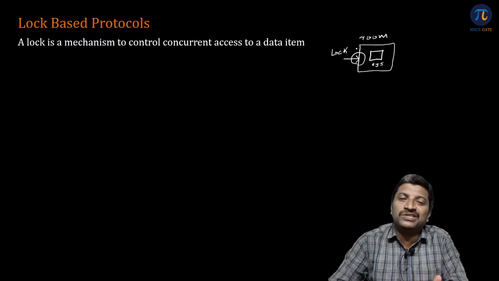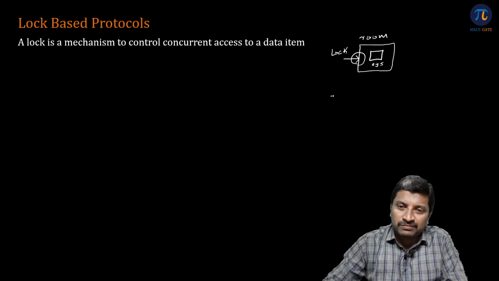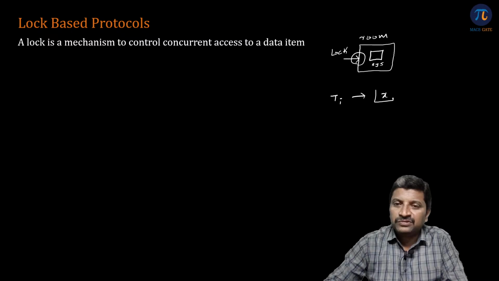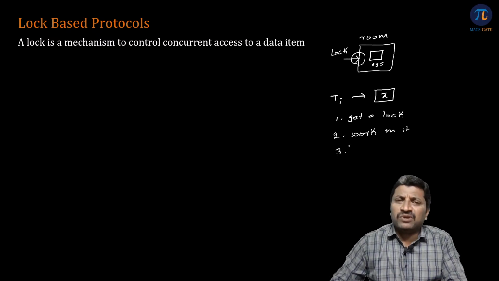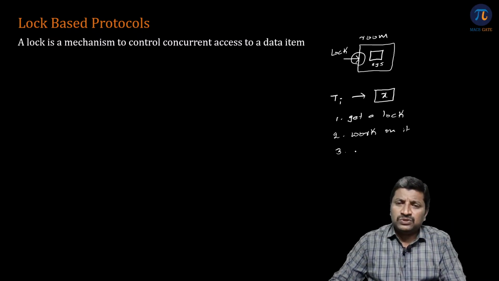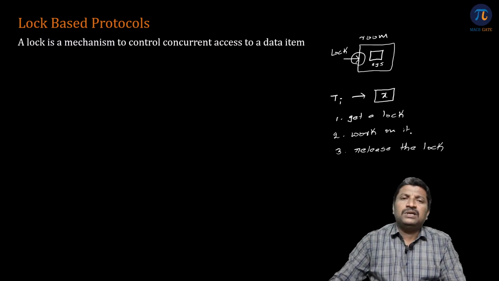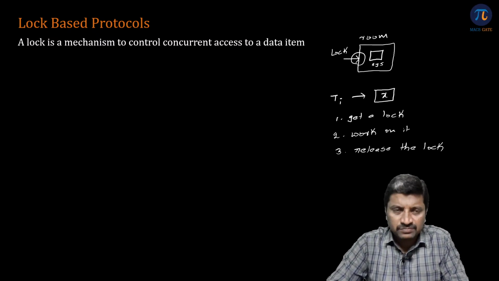Instead of system, let us suppose it is data item. So whenever a transaction wants to access a data item, first of all, it needs to get a lock. Then it needs to work on it. After completion of your work, release your lock or hand over the lock to the management. So release your lock because you completed your work, right? This is called locking mechanism.